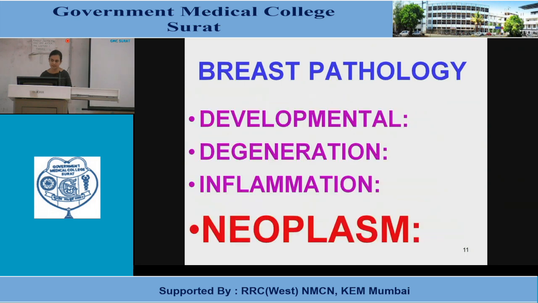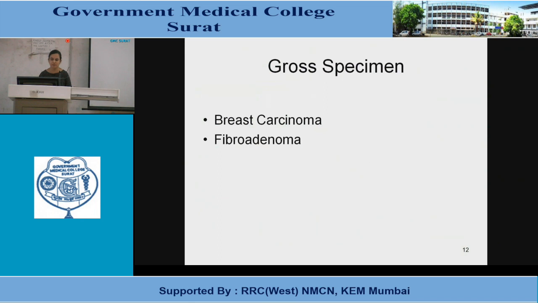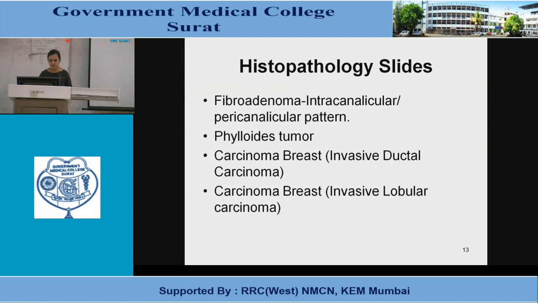Now breast pathology is basically divided into 4 main types: developmental, degeneration, inflammation and neoplasm. First of all, we'll have a look at the neoplastic one, because this is most commonly asked in your exams. First, gross specimens. The gross specimens you should know are those of breast carcinoma and fibroadenoma. These are asked in your exams. And the histopathology slides that undergraduates should know are fibroadenoma, intracanalicular type and pericanalicular type pattern, then phyllodes tumor, then carcinoma breast which is invasive ductal carcinoma, and carcinoma breast which is invasive lobular carcinoma.